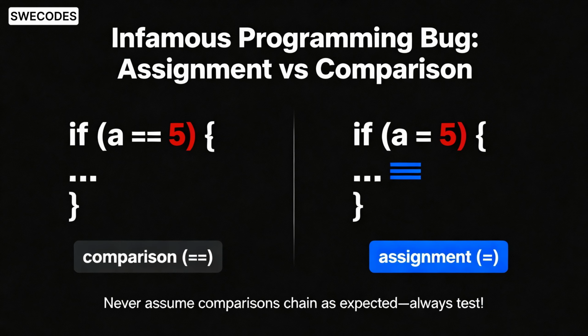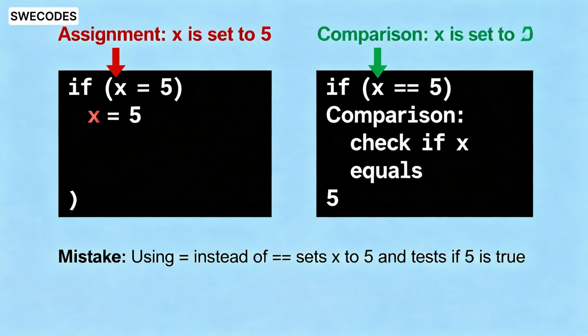Always test and confirm. Here's one of the most infamous bugs in programming history. Confusing assignment with comparison. A single equals sign, the equal symbol, assigns a value. A double equals sign, the equal sign twice, compares values.